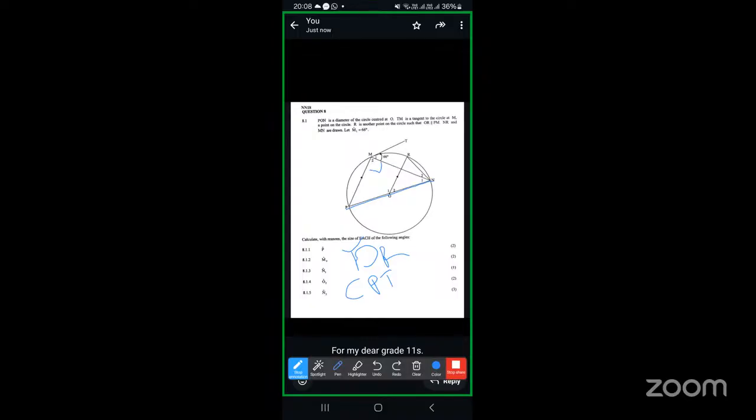We read the statement right there. PON is the diameter of the circle at O, which is the center of the circle. Then we're also given that TM is a tangent to the circle at M, which is the point on the circle. R is another point on the circle such that OR is parallel to PM. And NR and MN are drawn. And let angle M1 be 66.